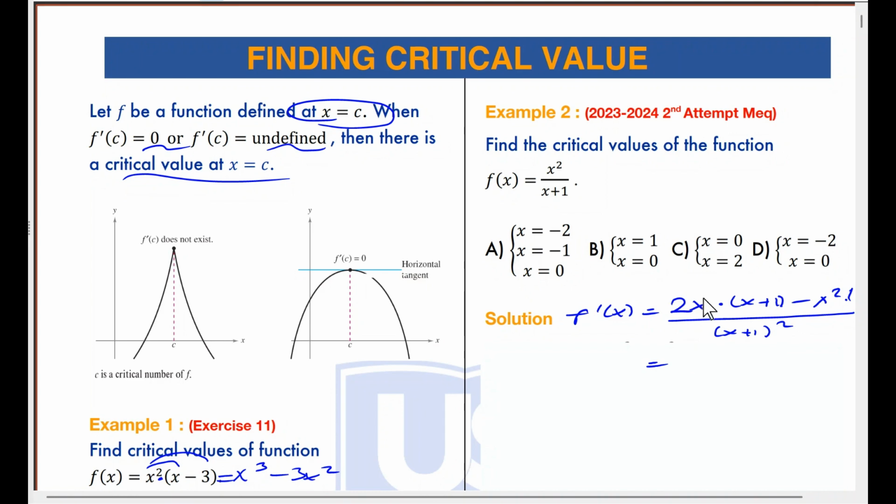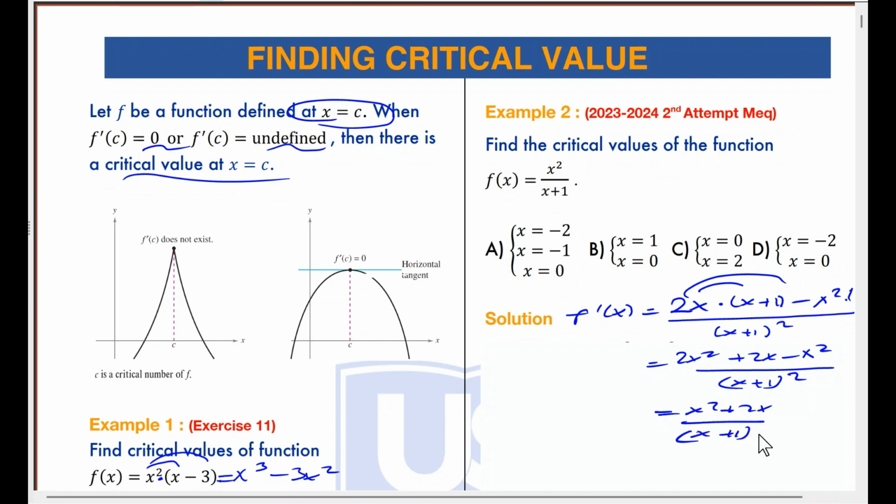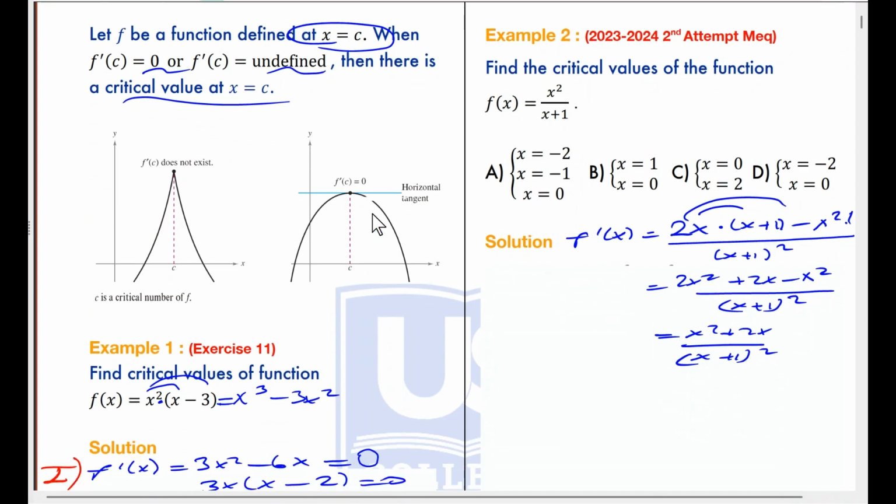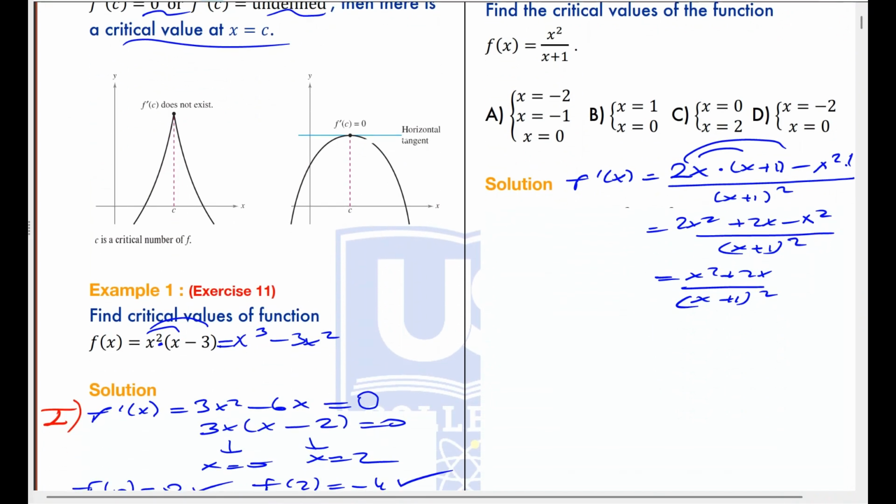Let's simplify this. 2x squared plus 2x minus x squared, which gives you x squared plus 2x over x plus 1 squared. So I got the derivative. Now I'm going to check those two cases, f prime being 0 and f prime being undefined. So let's go step by step. Okay, first case, do we have numbers that make derivative 0? Let's see.